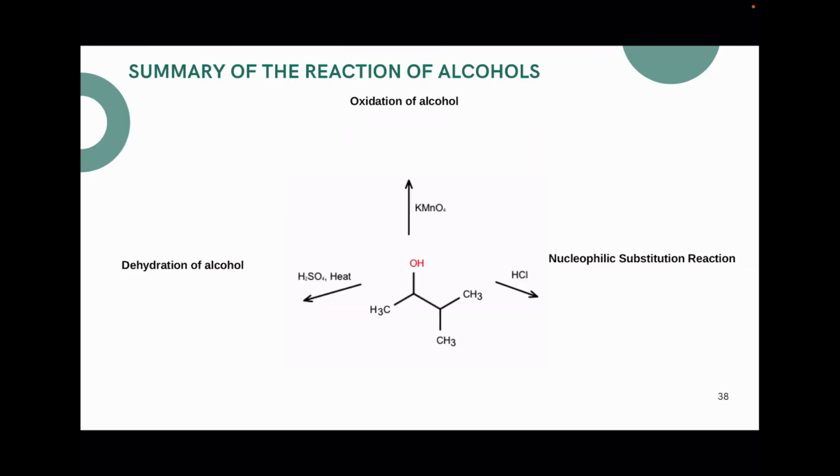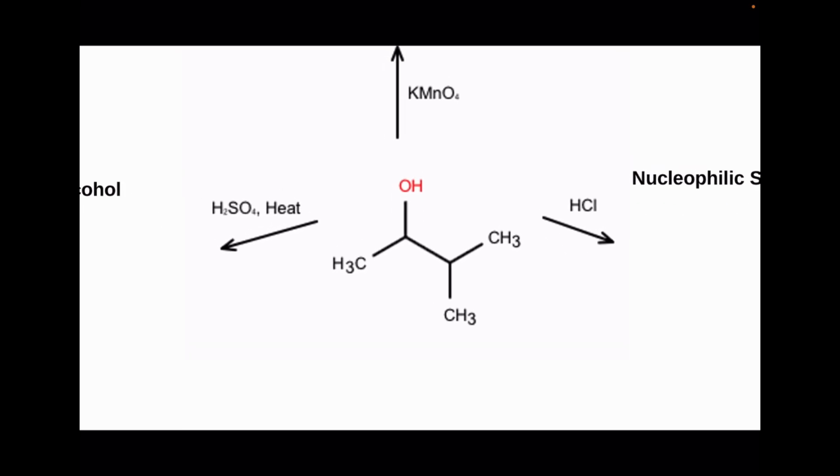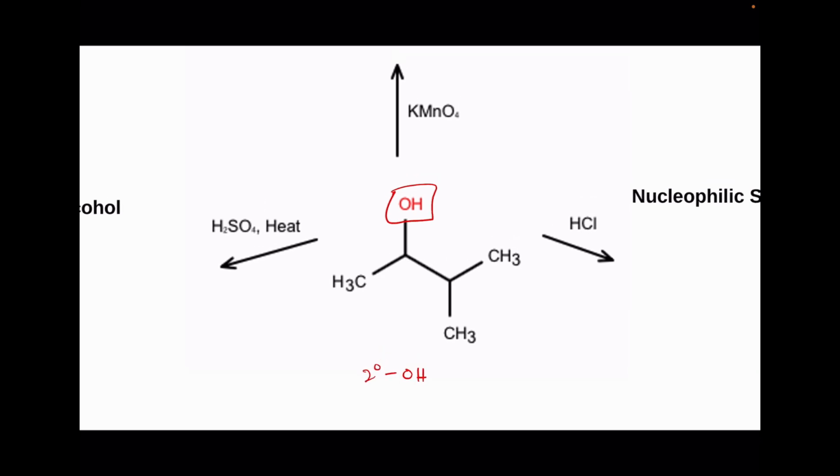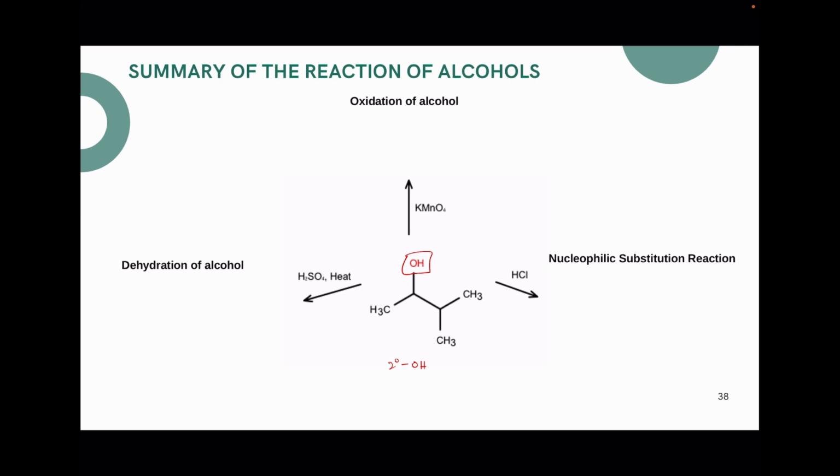Let's do the summary of the reaction of alcohol. If you get the structure of an alcohol, please first identify the classification of the alcohol: primary, secondary or tertiary. Based on the structure, the OH is attached at the secondary carbon, so this is a secondary alcohol. Let's look at the first reaction, which is the dehydration of alcohol. Dehydration of alcohol produces alkene.